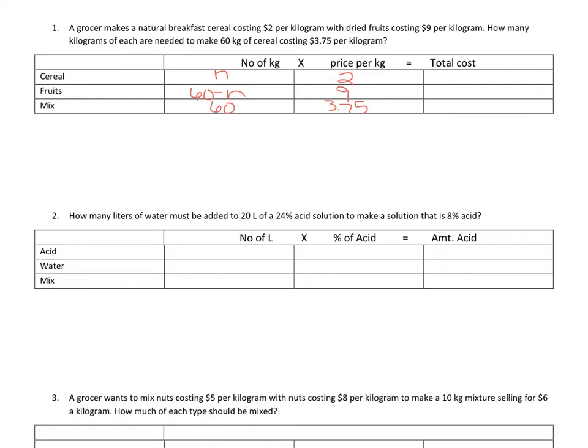And then just like with all our charts, to fill in that last column, we're going to multiply across. So I have 2N, and then I have 9 times 60 minus N. And then 60 times 3.75 is 225. Okay, everybody with me on the chart? Not too bad.